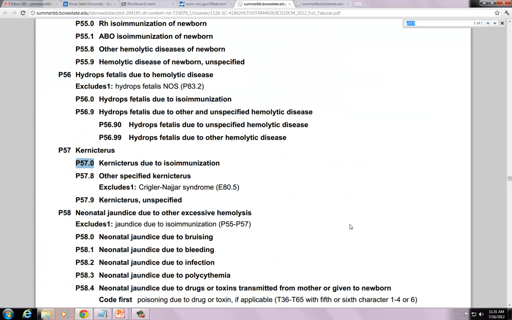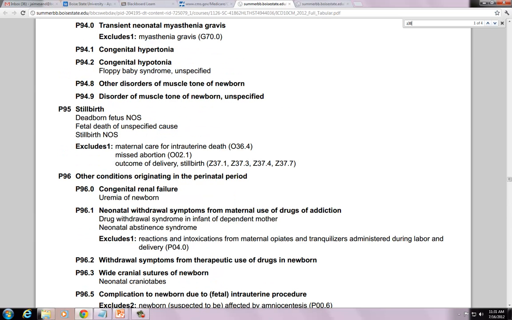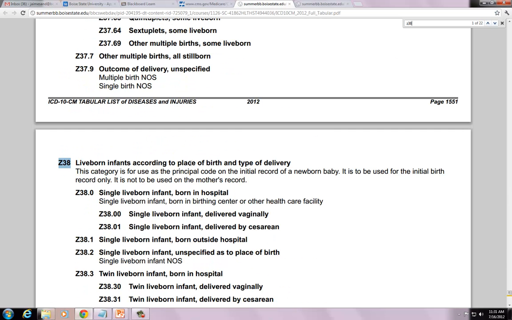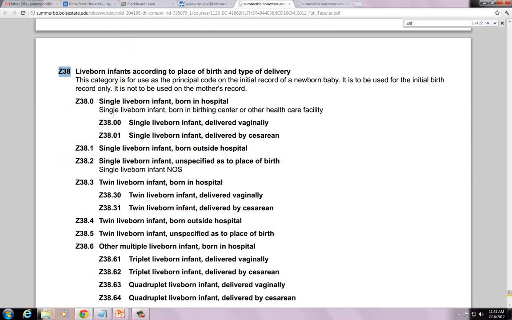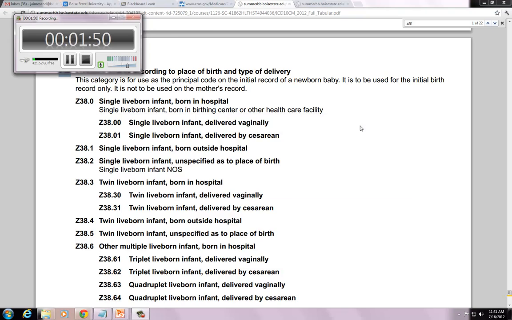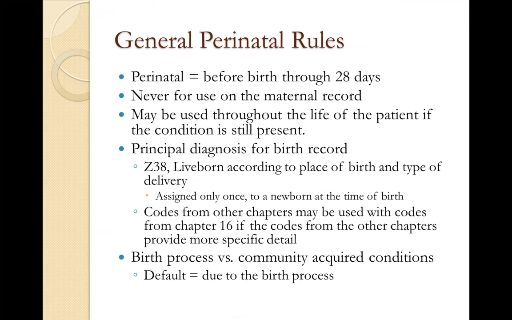We'll take a quick look at the Z38 codes. So liveborn infants according to place of birth and type of delivery, as I said, for the baby's chart. So you can see it indicates that it was single liveborn or twin liveborn, and then if they were born in hospital, delivered vaginally or cesarean, born outside hospital, etc. And those can be found in your alphabetic index under the main term newborn. And then you can look for the subterms like born in hospital or born outside hospital or something like that.